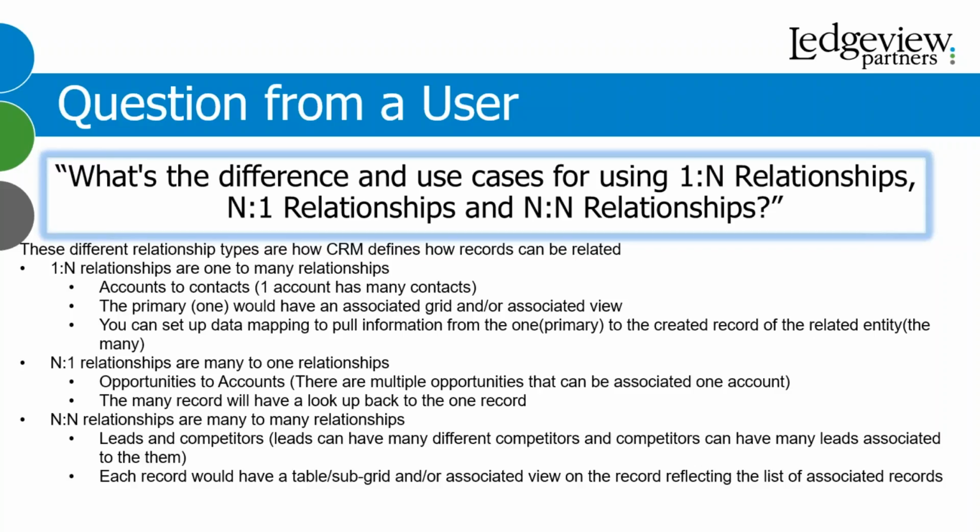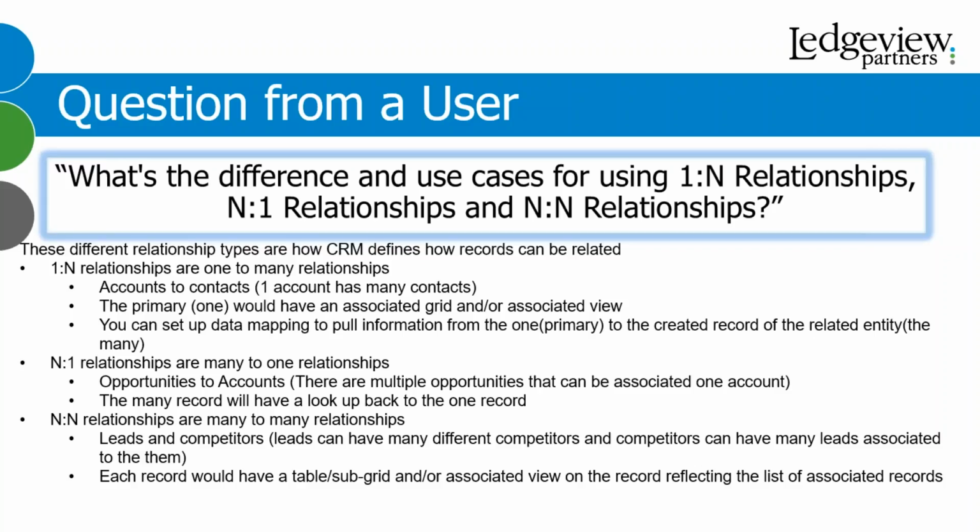N-to-one relationships are many-to-one. So it's simply a reverse of the one-to-many. Opportunities to accounts. There can be multiple or many opportunities for one account. The way it links back or associates is through a lookup field back to that account.